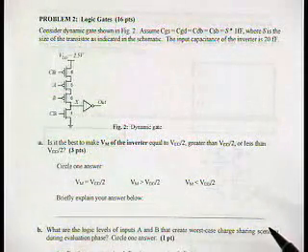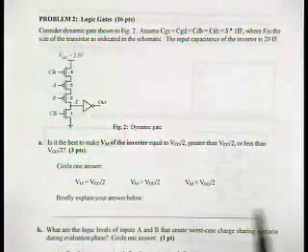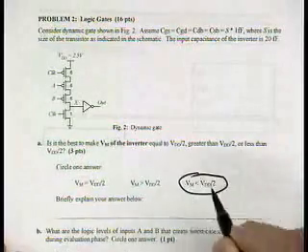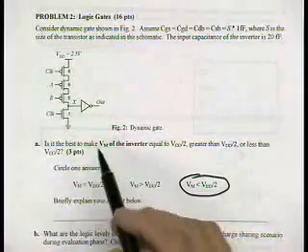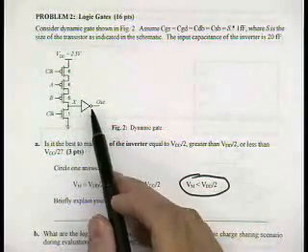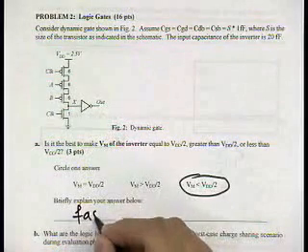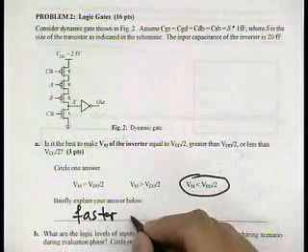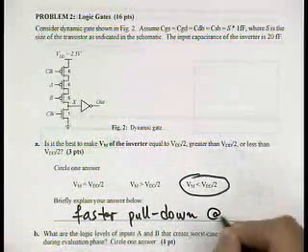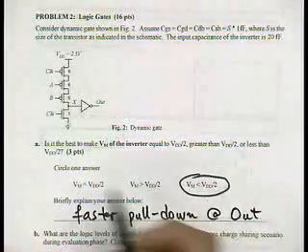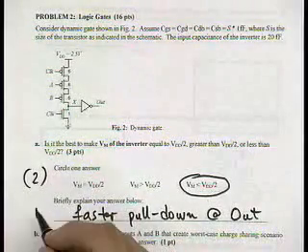So there was a range of answers between these two solutions, and what we were really looking for is this: when Vm is less than VDD over 2, then you have basically faster pull down at the output of this gate. So the reason is faster pull down at output. This will give you 2 points, and this explanation was worth 1 point.